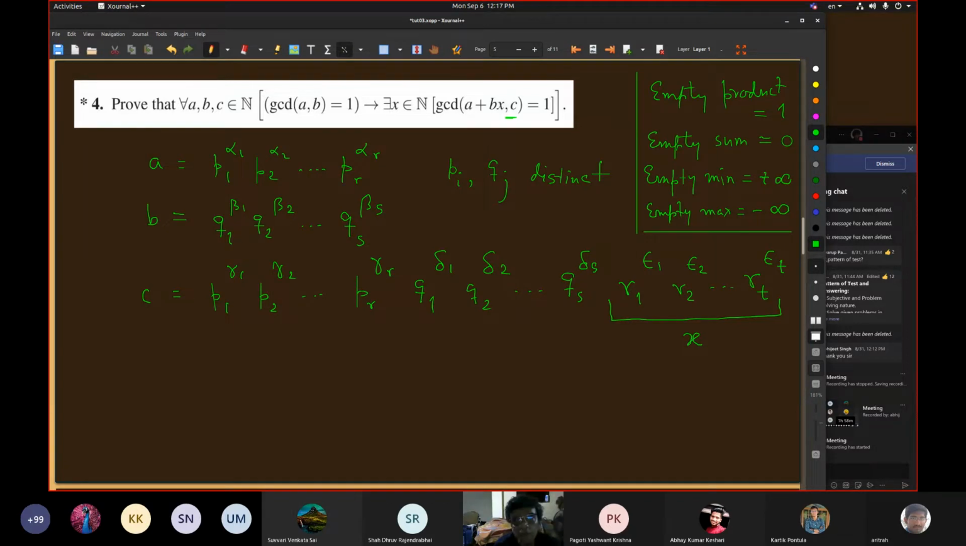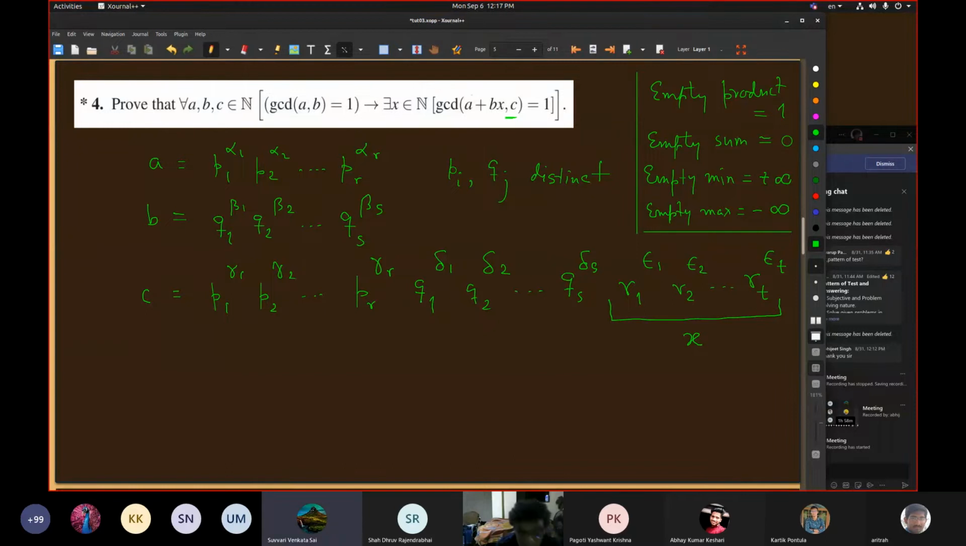Therefore, this is divisible by Pi. This is not divisible by Pi. Therefore, the sum is not divisible by Pi. So, in this GCD, no Pi will come. Similarly, you show that no Qj will come, no Rk will come. Okay. Happy?